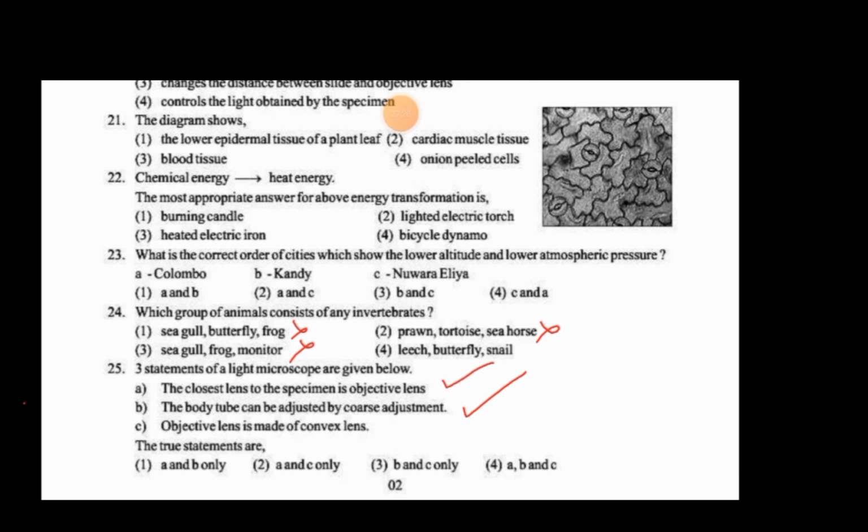Part C. Objective lens is made up of convex lens. You know, like there are three objective lenses, right? Low power objective lens, medium power objective lens, high power objective lens. So they are made up of convex lenses. So all A, B, C statements are true. The answer is the fourth answer. Right.